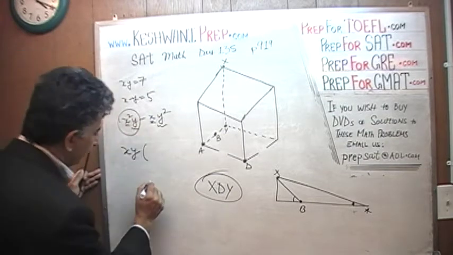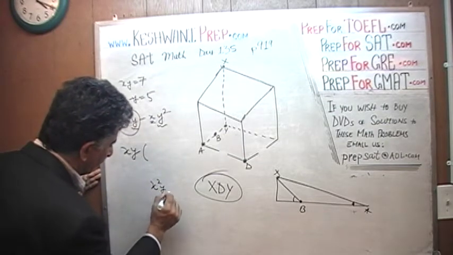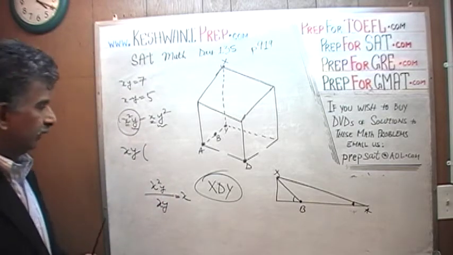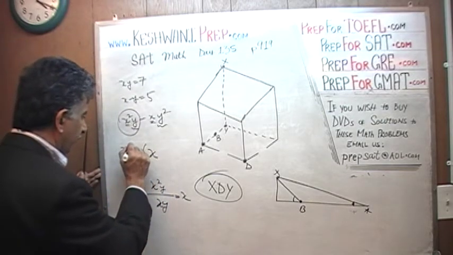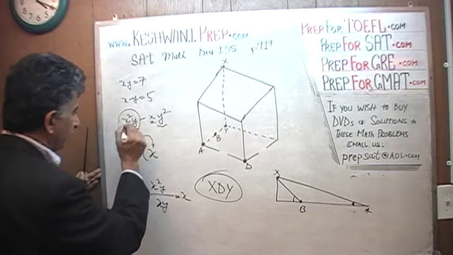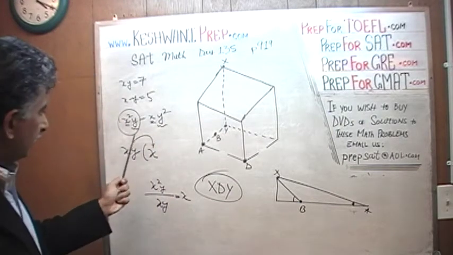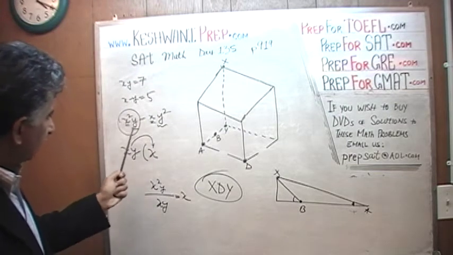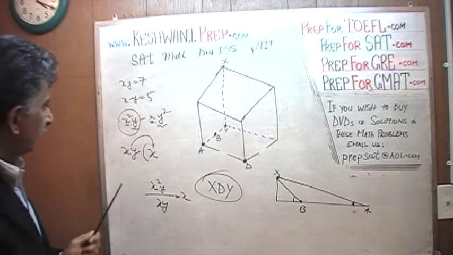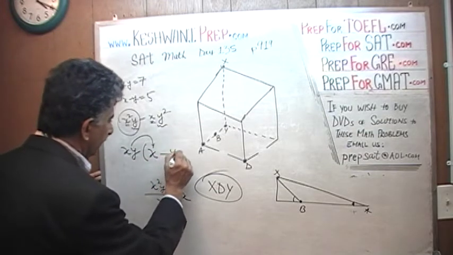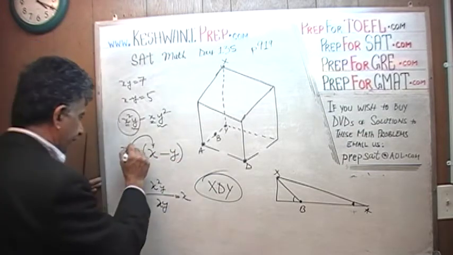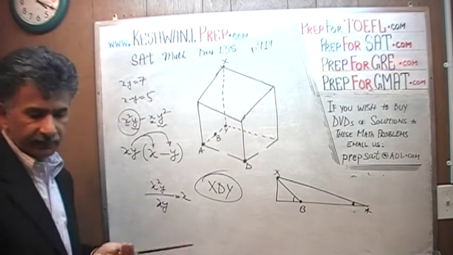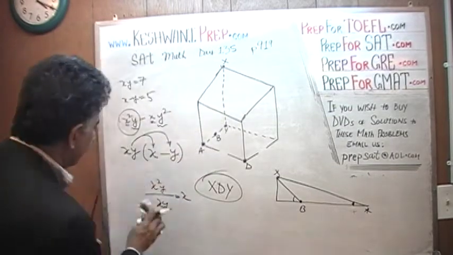Once we take out X times Y common, what are we left with from here? X squared times Y divided by X times Y will leave us with X. That is because X times Y times X will give us X squared times Y. Similarly here, we'll get negative Y, because X times Y times negative Y will give us X times Y squared. That's it, we are done.